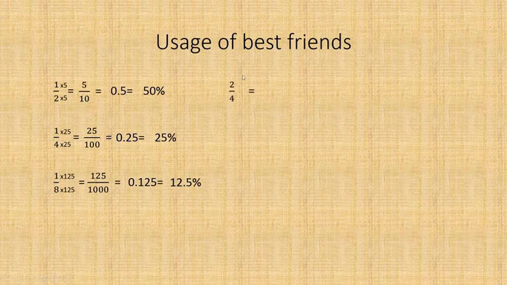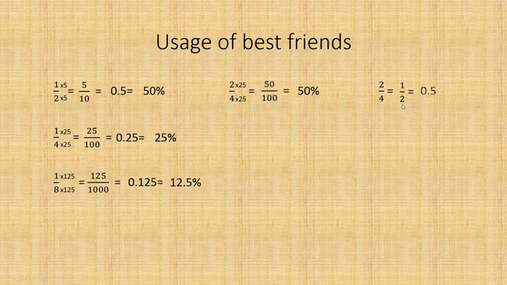Okay, so let's see here, it's 2 over 4. So 2 over 4, I will multiply by 25 down and multiply by 25 up, so it's going to be 50 over 100, so it's going to be 50%. Or guys, by the way, 2 over 4 is equal to a half, which is 0.5, which is equal to 50%. So simplifying is useful here.